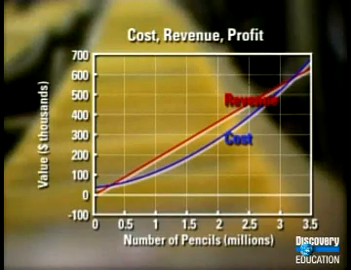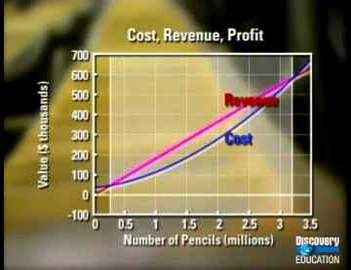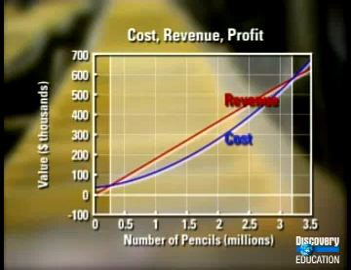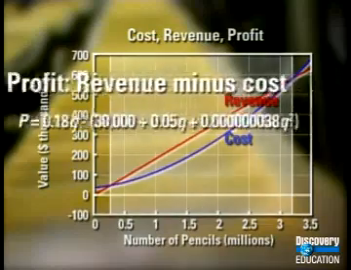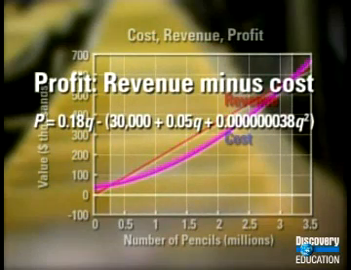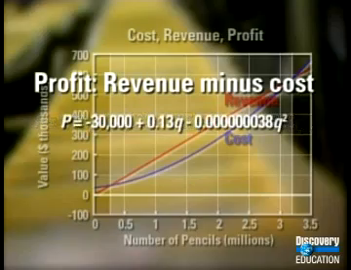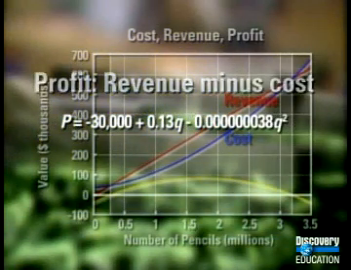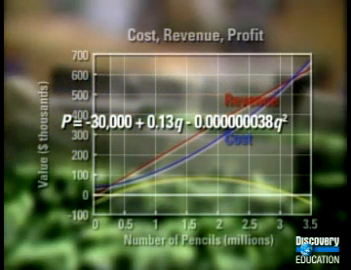Here's a graph of these functions. Notice that the revenue exceeds the cost for a range of values for Q between about 250,000 and a little over 3 million. That's when the company makes a profit. In fact, profit is the difference between revenue and cost. So the company's profit from selling Q items is this. Profit equals negative 30,000 plus 0.13 Q minus 38 billionths Q squared.